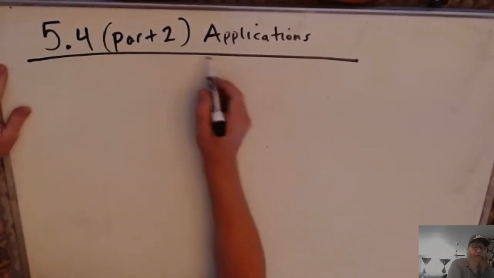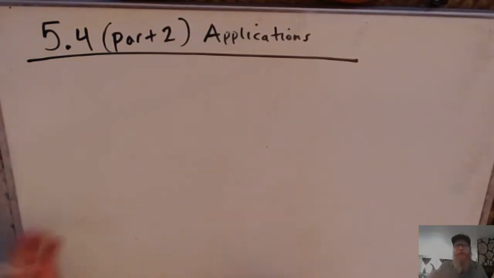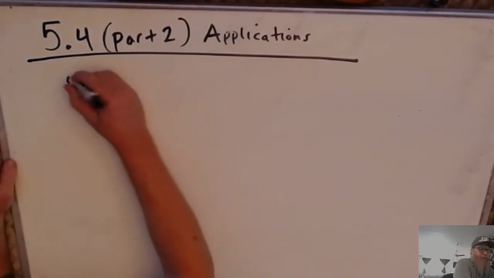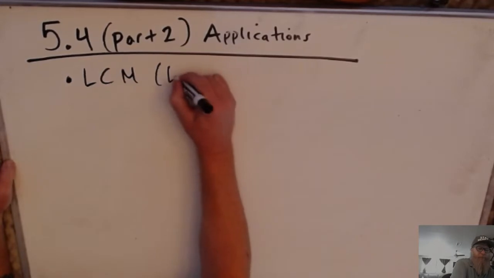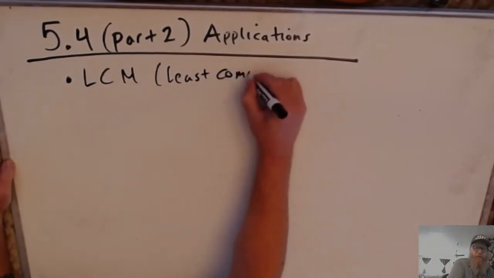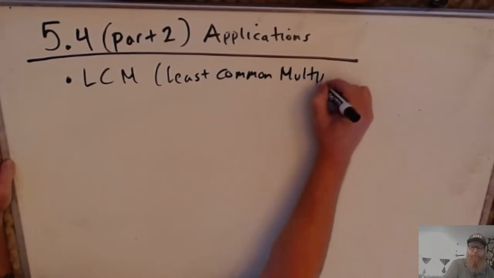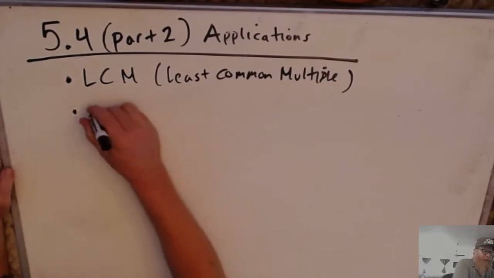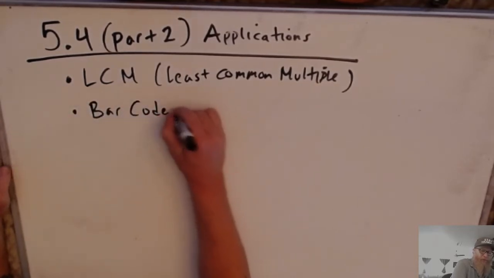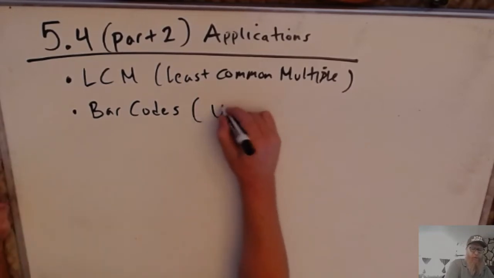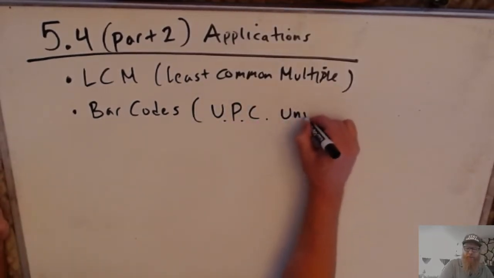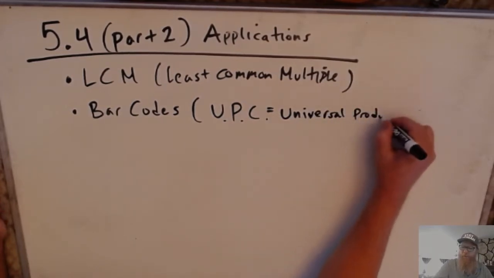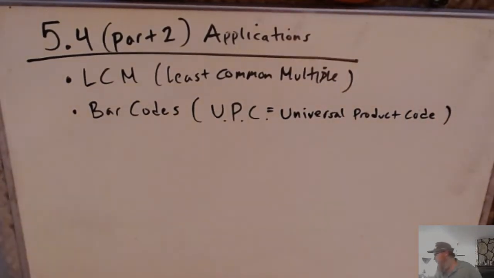5.4 is almost done. We're going to do the applications today. So a few different types of applications, in particular 2 different types. The first type is called LCM, least common multiple. And the second application we're going to do is barcodes, also known as UPCs, Universal Product Code.